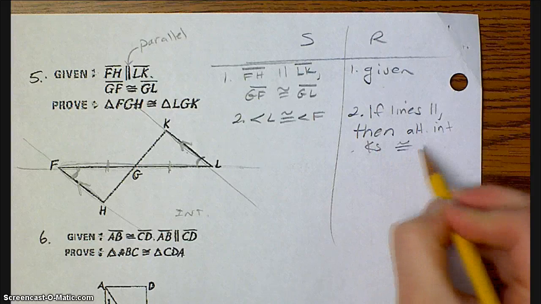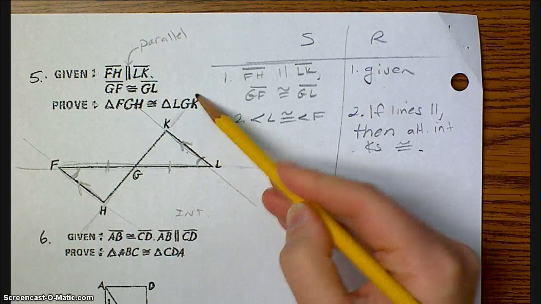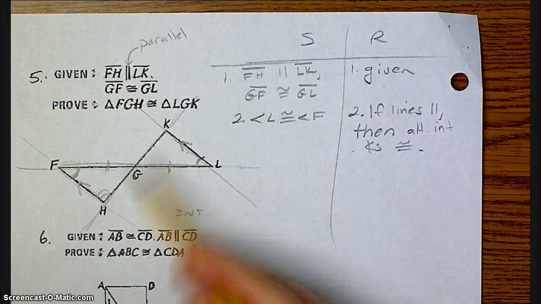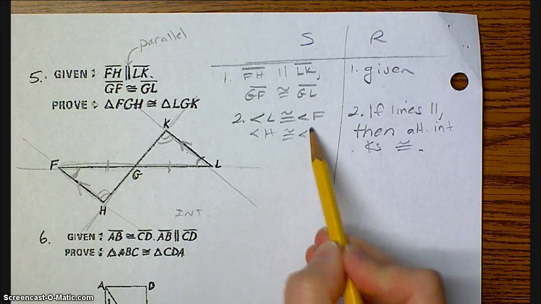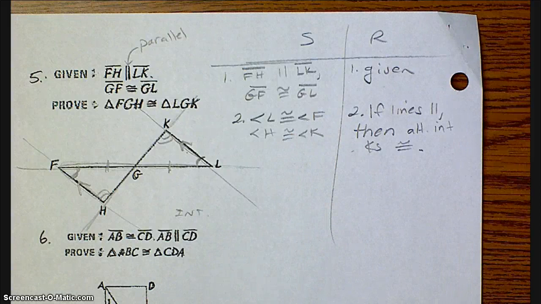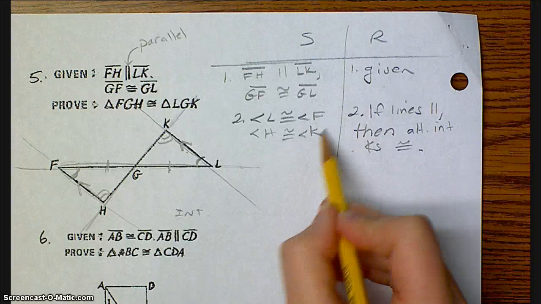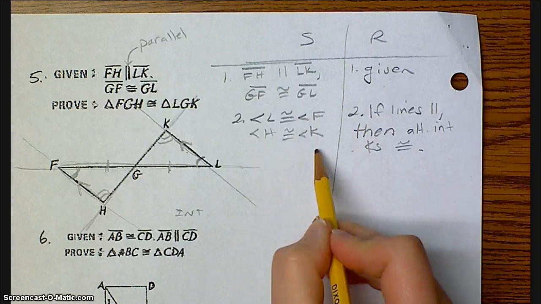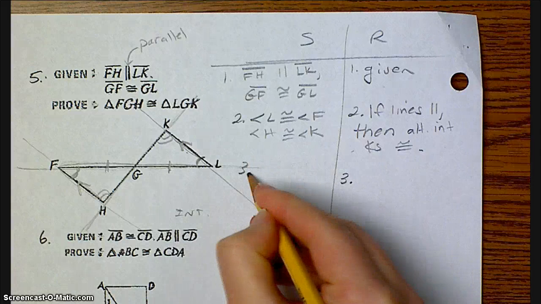angles are congruent. Well, if I picked this transversal, some of you may have picked this first. You would also see H and K are congruent, right? Well, they're still alternate interior angles, they're just a different set of them. So I could list both of these together in step number 2 because they have the same reason. And then we go to step 3.